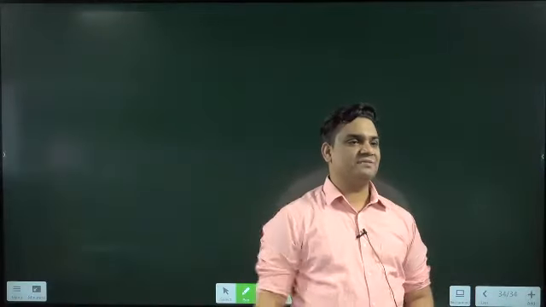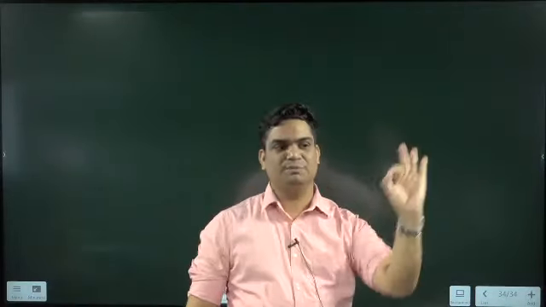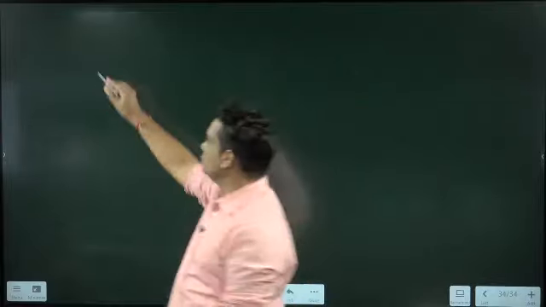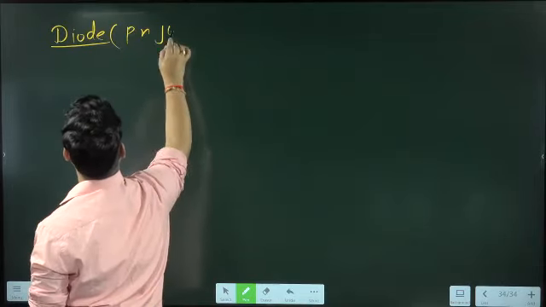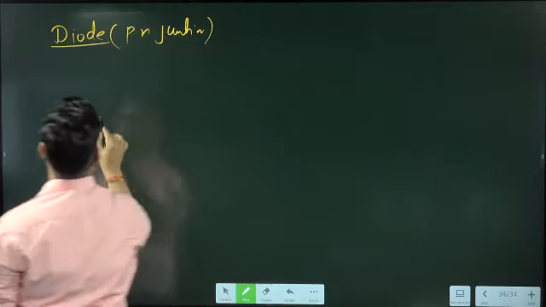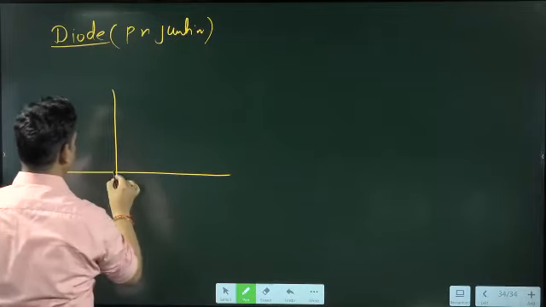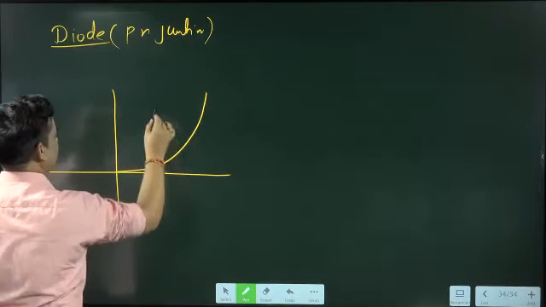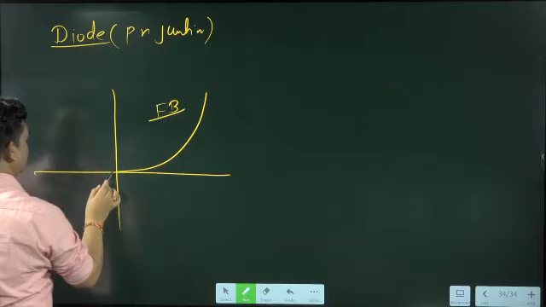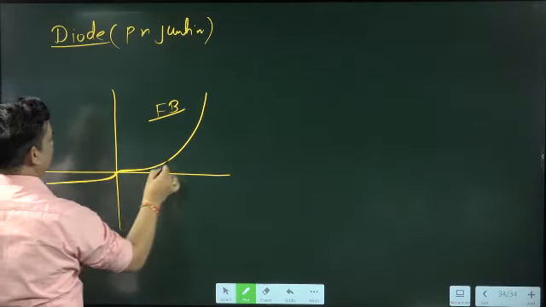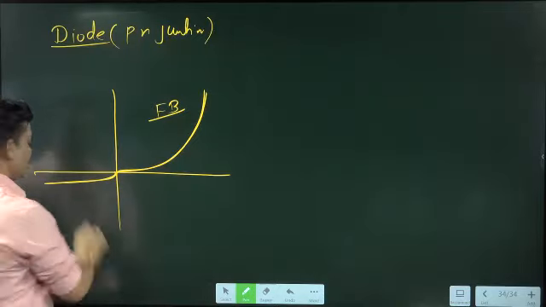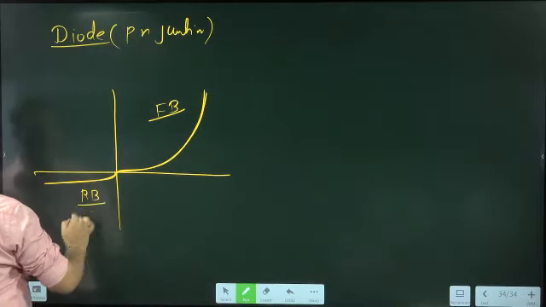Now we are having some devices. For all the devices, you have to remember the graph. First is the diode graph. Diode means PN junction. So for this one, you have to remember the graph. Graph for this is like this. This is the forward, and this is the reverse. So this is basically the graph of your diode. Forward, and here we have the reverse bias.